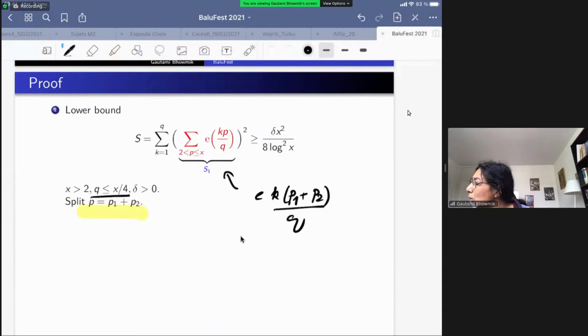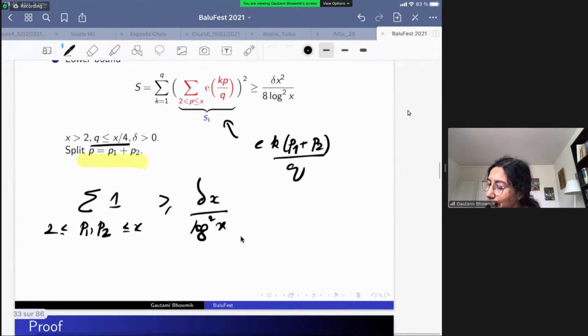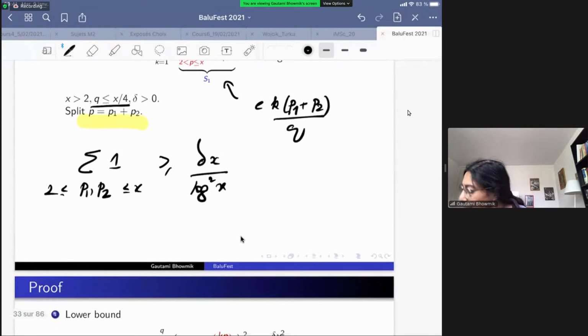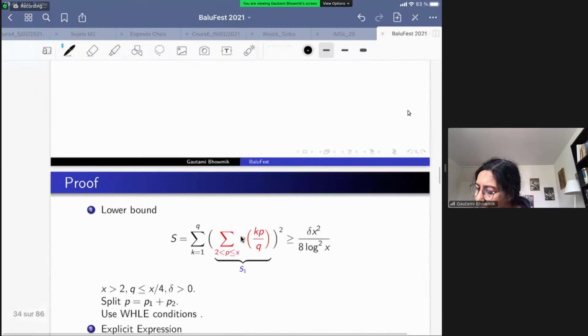So with the conditions that I have, I can get the sum of 1 for P1 and P2 between 2 and x. This will be greater than or equal to delta x by log square x. Okay. So, and then you have another sum. So then you try to get an explicit expansion.